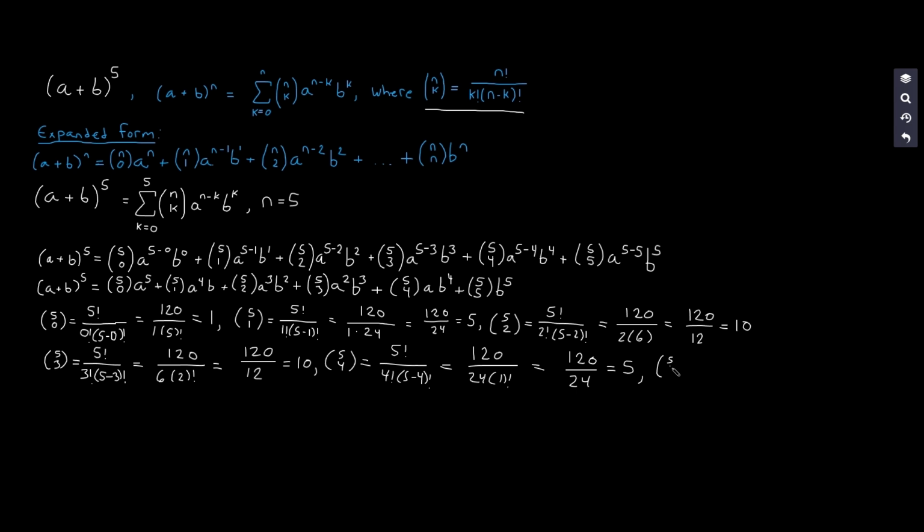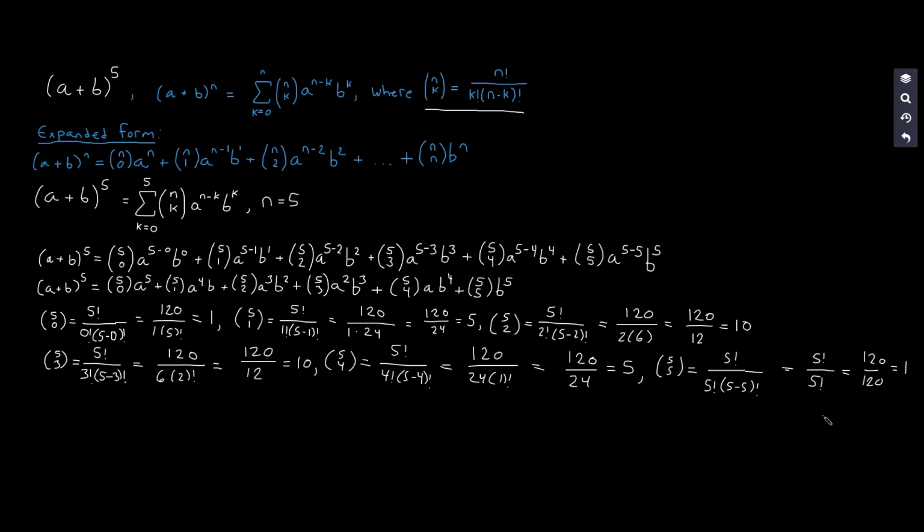Next up is 5 choose 5. Well, 5 choose 5 is the same thing as 5 factorial over 5 factorial times 5 minus 5 quantity factorial, which is going to be 5 factorial over 5 factorial, because 0 factorial is 1. This is the same thing as 120 over 120, which is the same thing as 1.